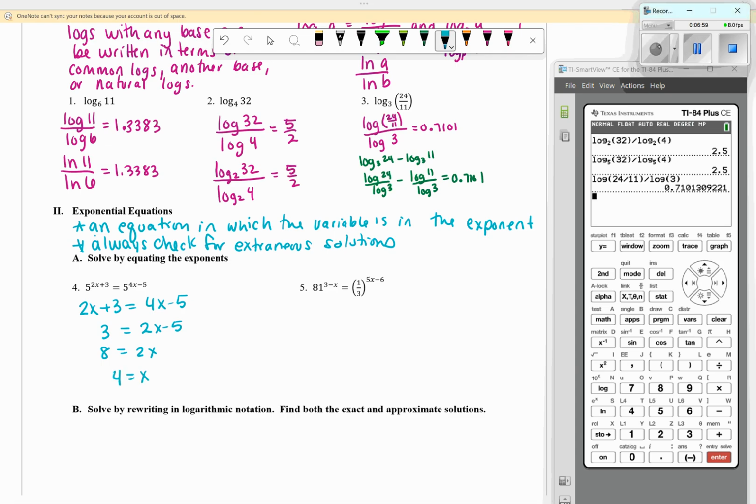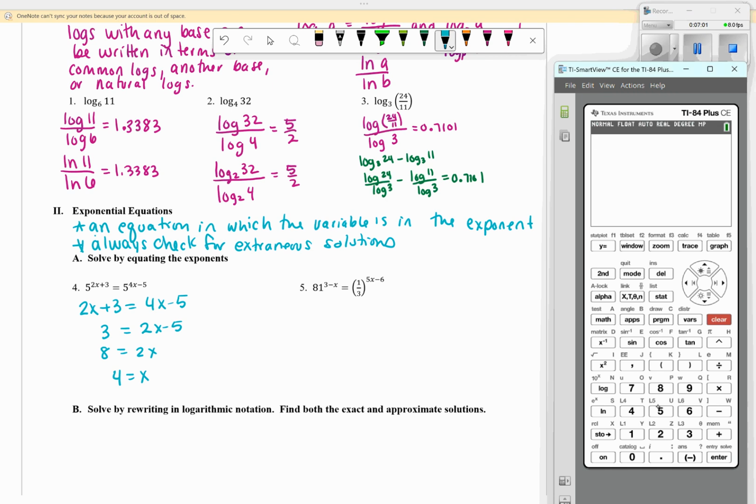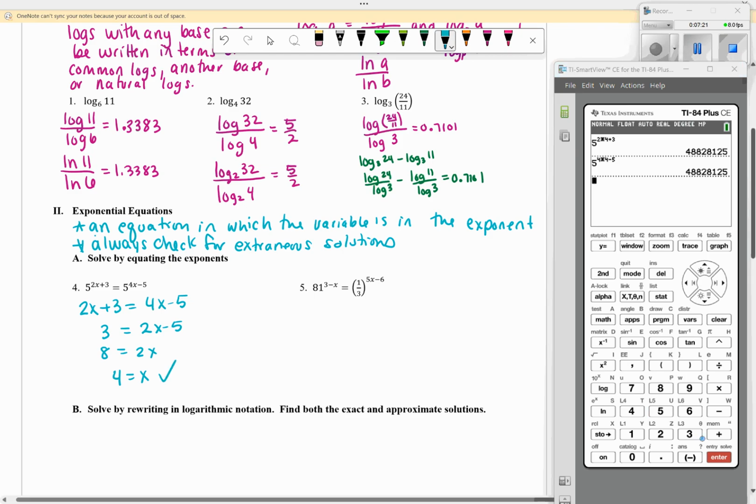So if I want to check, I would do in my calculator 5 to the power of 2 times 4 plus 3, enter, and then that should be equal to 5 to the power of 4 times 4 minus 5. So those give me the same values, so that checks out.